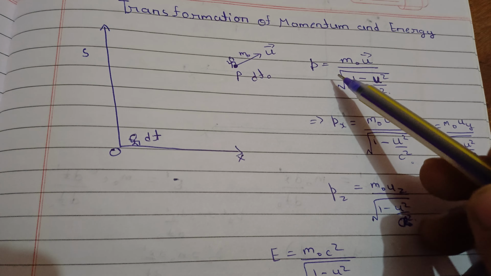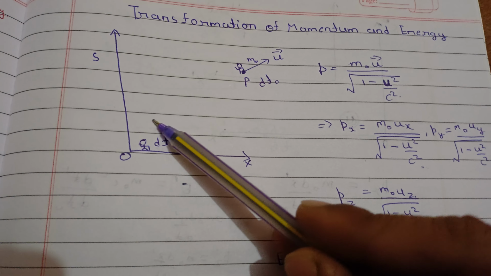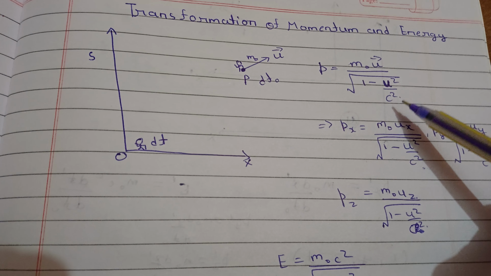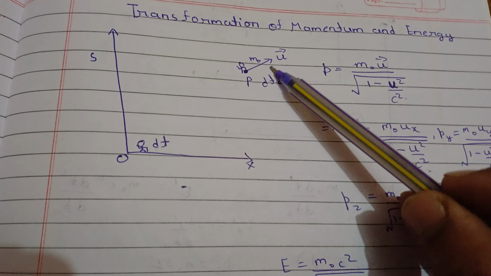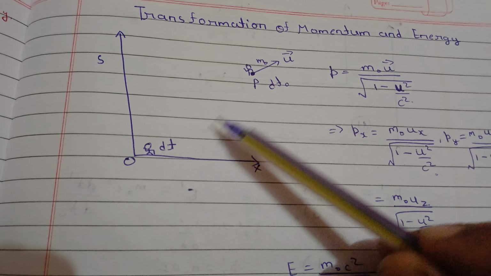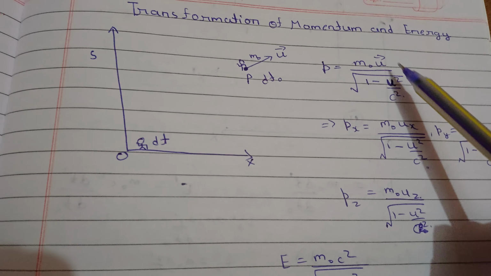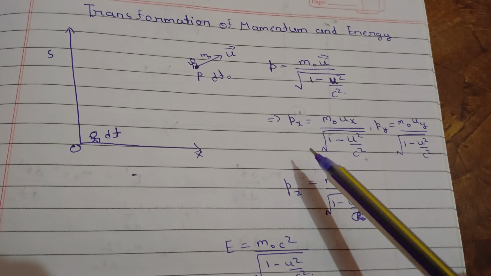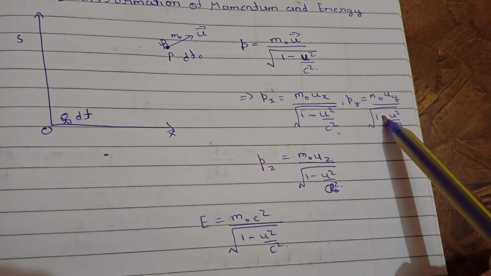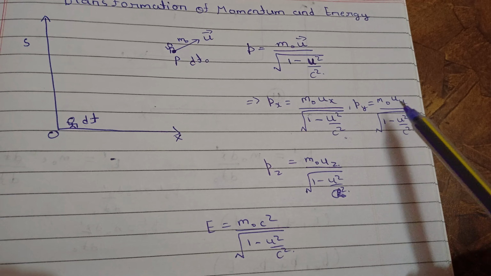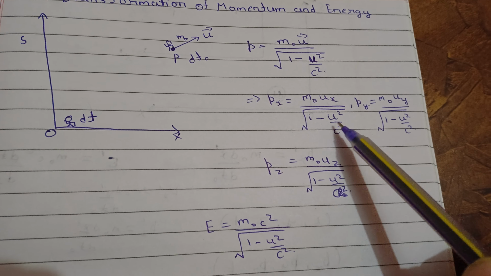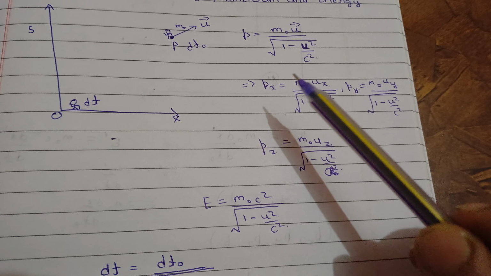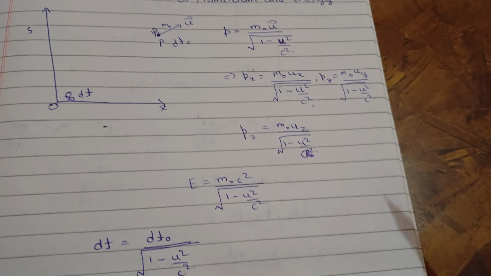So let's see how we can calculate that expression. The normal formula for momentum, from the perception of this observer, is m naught by root 1 minus u square by c square, if the particle is moving with speed u. If we resolve this vector into the x, y, z components, we get px, py and pz with ux, uy, uz. In the denominator u remains the same, the relativistic factor, because this is relativistic mass.